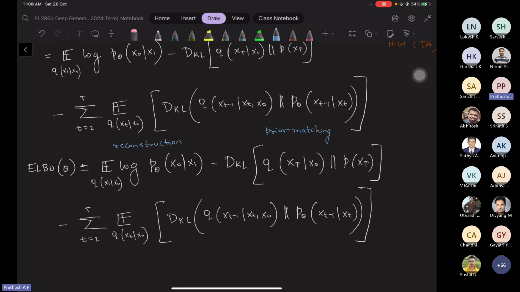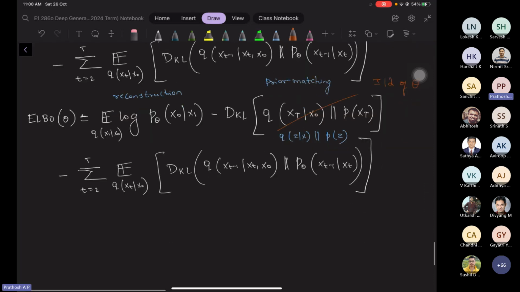It is very similar to prior matching. Look at this, this is like your q of z given x, and p of z. That's exactly how it is. The first two terms are very similar to the VAE. But the other thing to be noted is that this second term is completely independent of theta. There is no dependence on theta at all, so you can completely ignore that while training.